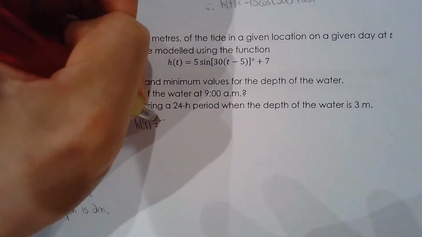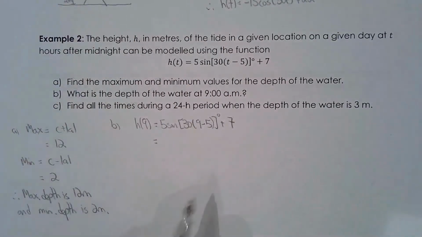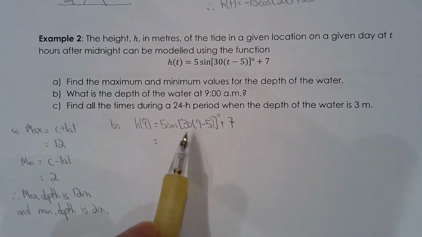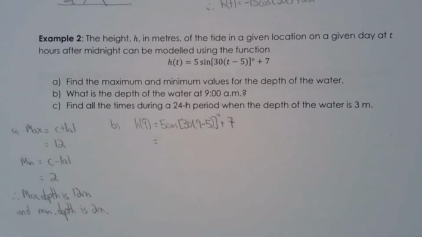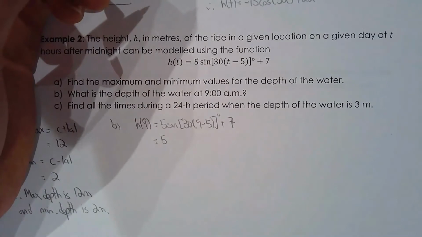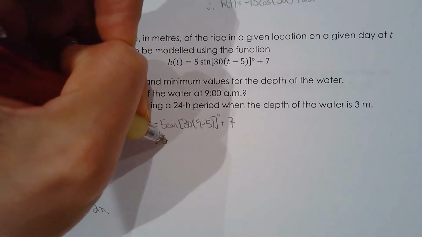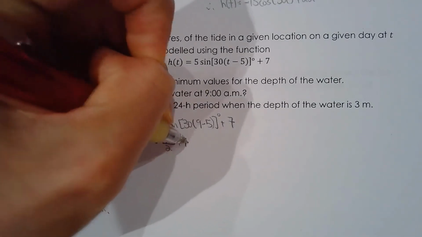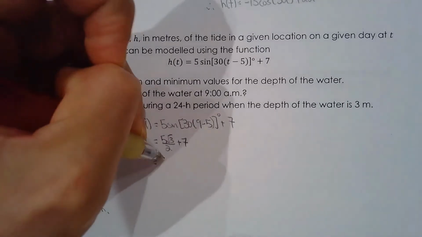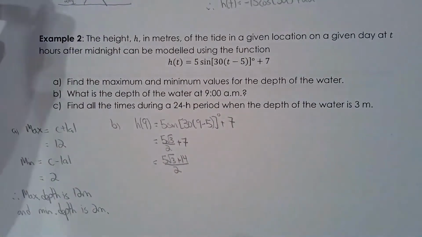So you know what? I'm going to keep it as an exact answer because I can. So this would be 120, second quadrant, so the reference angle is 60 degrees. We're looking at root 3 over 2. You can simplify that a little. Beautiful. Special angles, best friend. Therefore, the depth at 9 a.m. is (5 root 3 plus 14) over 2 meters.